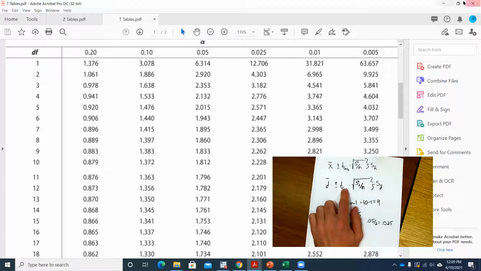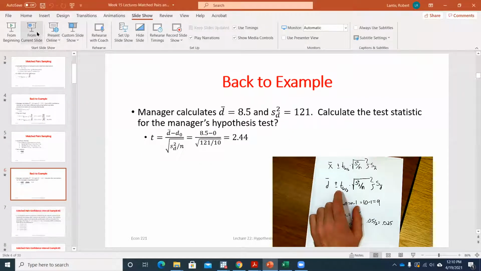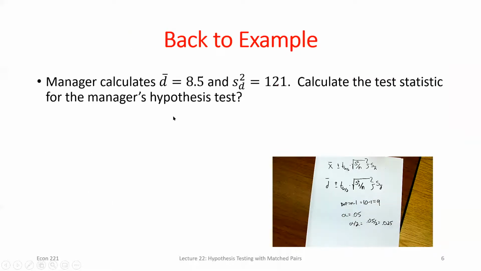I've got everything plugged into my equation. Now it's just a matter of, oops, I can get back to the right slide.